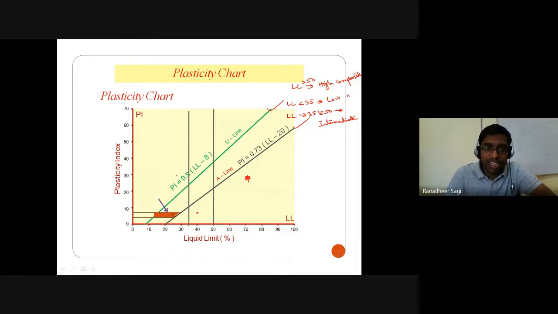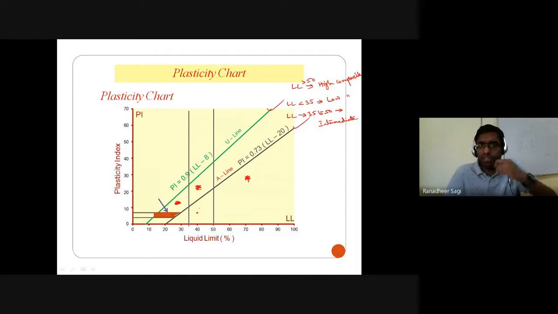In case I have some data point falling somewhere in this region, liquid limit is in between 35 to 50. So it is intermediate compressible, and that point is above the A line. Then I should be calling it intermediate compressible clay. And if the point falls somewhere here, then it is above the A line and liquid limit less than 35. So we call it low compressible clay.